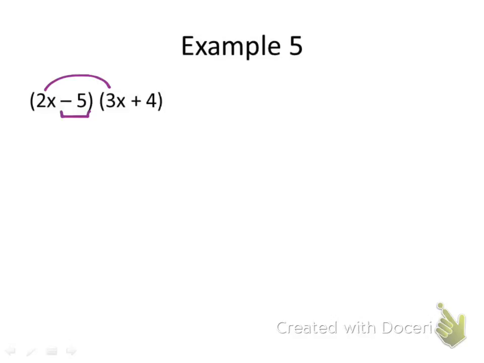All right, I need to distribute everything in the first set of parentheses to everything in the second set of parentheses. I'm going to write it out. If you want to do the multiplication in your head, you can totally skip this step. 2x times 3x is what I'm going to do first. Then 2x times 4.